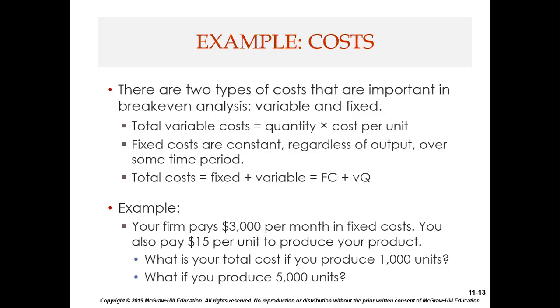Here's an example. Your firm pays $3,000 a month in fixed costs. Can't change that. You also pay $15 per unit to produce your product. What is your total cost if you produce 1,000 units? And what if you produce 5,000 units?